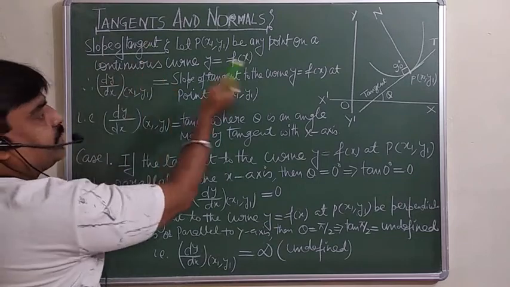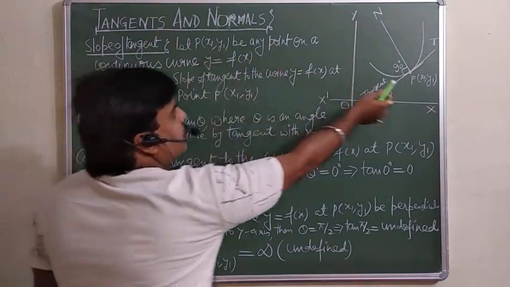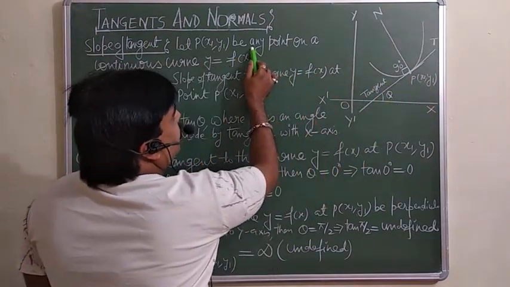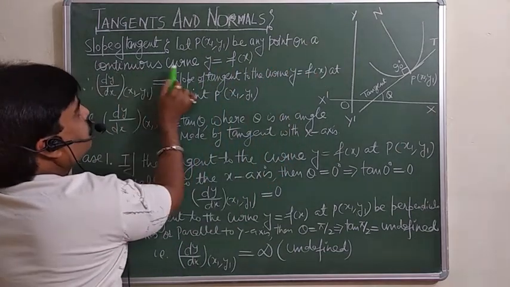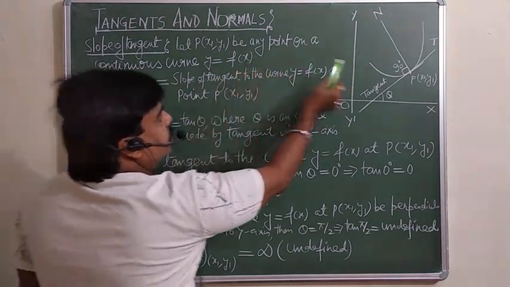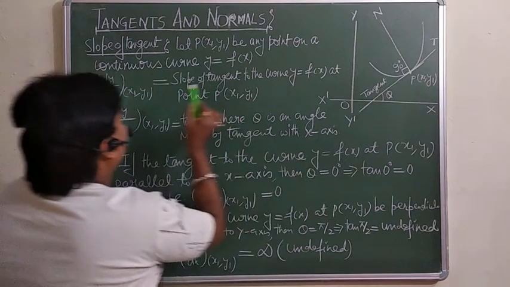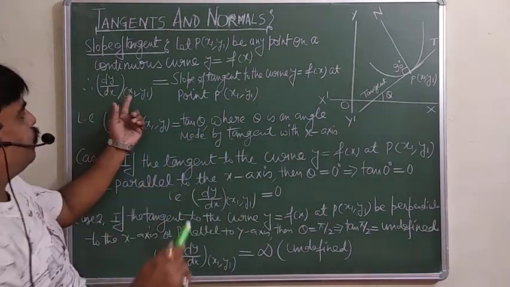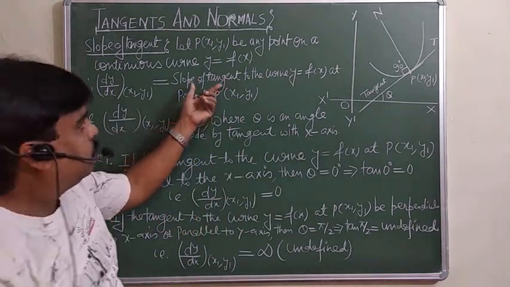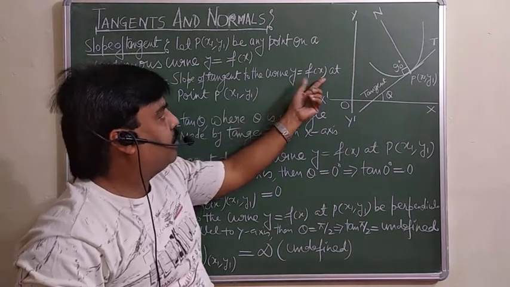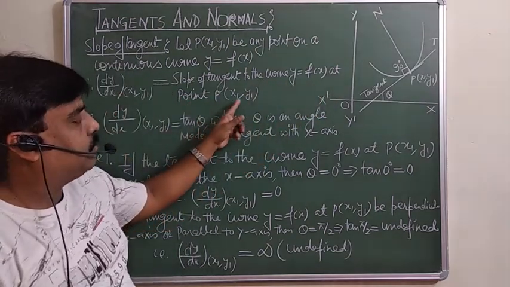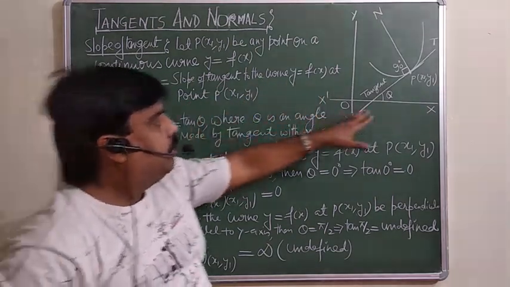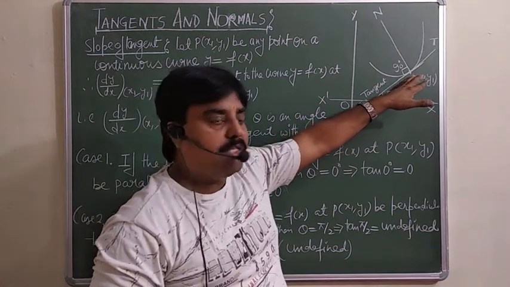So the slope of the tangent will be, let there be a point P whose coordinates are x1 and y1, any point on a continuous curve y is equal to f(x). Then the slope of this tangent, that is dy over dx at the point (x1, y1), will be equal to the slope of the tangent to the curve y is equal to f(x) at point P (x1, y1). So dy over dx of this will give you the slope of this tangent.